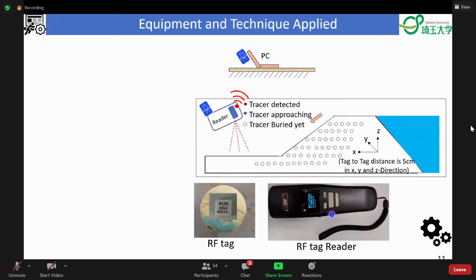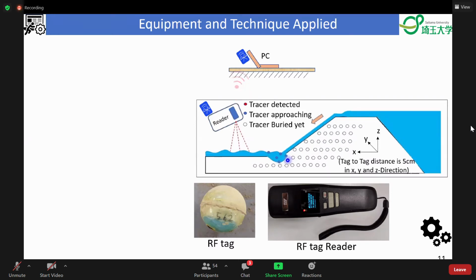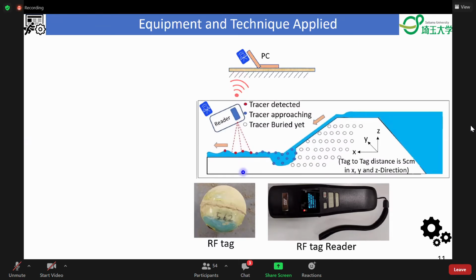Before the start of the overtopping flow, the RF tag reader was connected to a computer so that it could detect the RF tags continuously. When the overtopping flow starts, a scour at the toe takes place and the tracer inside the embankment body comes out and starts to flow with the water. At the downstream, we continuously detected this tracer throughout the experiment period, as shown here.